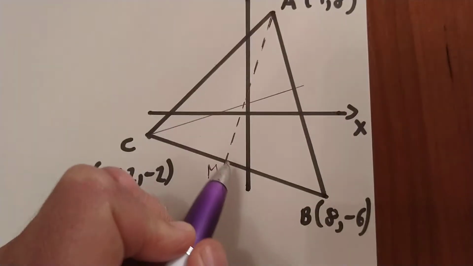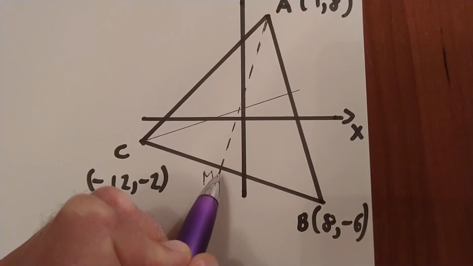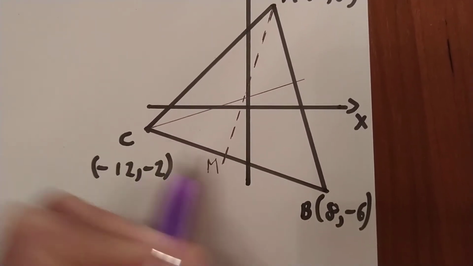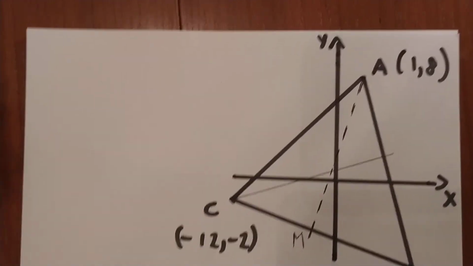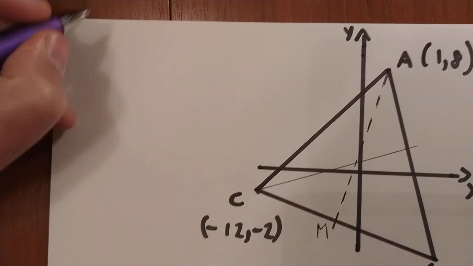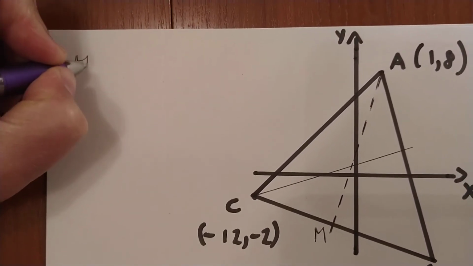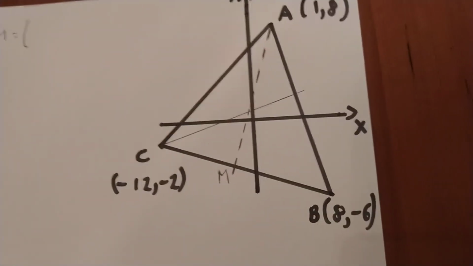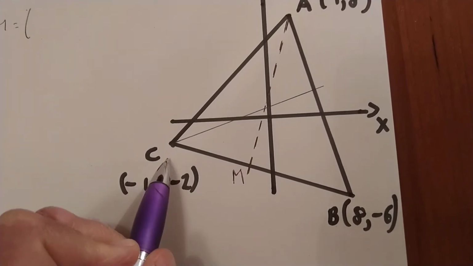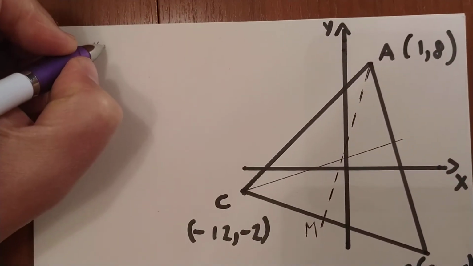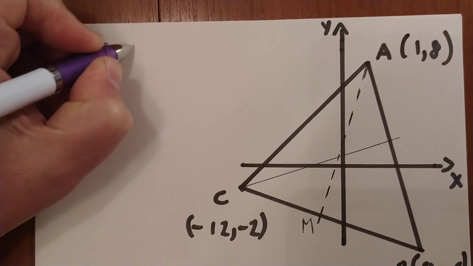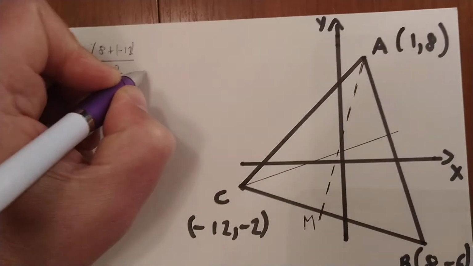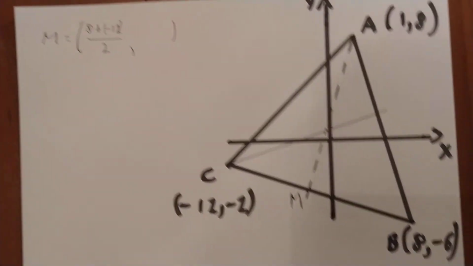The easiest way to get this gradient is change in y over change in x, which we can do if we work out the coordinates of M. And we know that M is halfway between B and C. So over here, first of all, let's work out the coordinates of the midpoint. Average x coordinate, that will be 8 and negative 12. I'm working out the average of two values, so divide by 2. Average for my y coordinate.